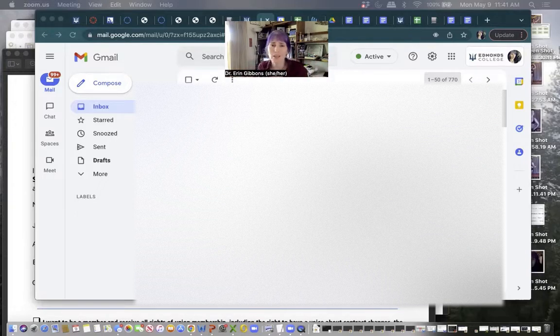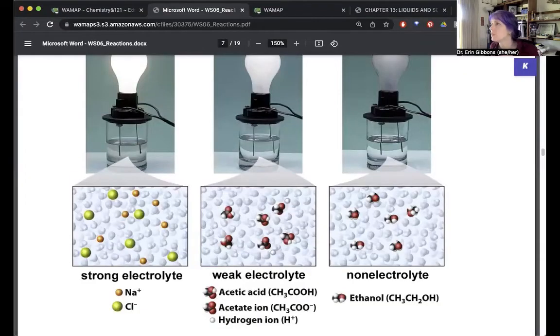Now if you have a weak electrolyte, this is something that stays intact as a molecule. Maybe if I try stop share and reshare, I'm going to edit this out, hopefully. Share this again. Try to annotate. Okay, let's see if it works.